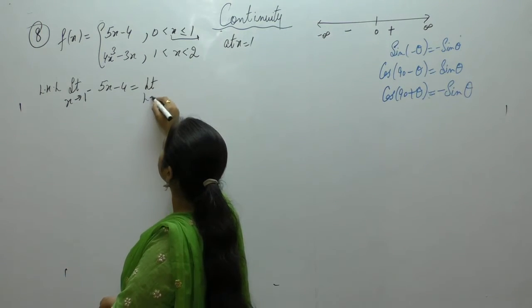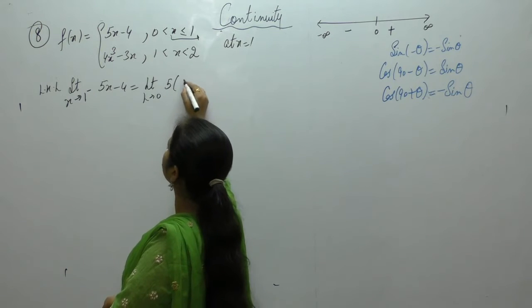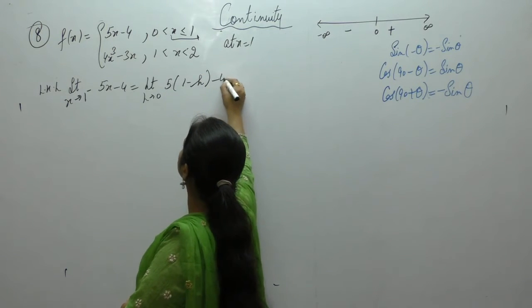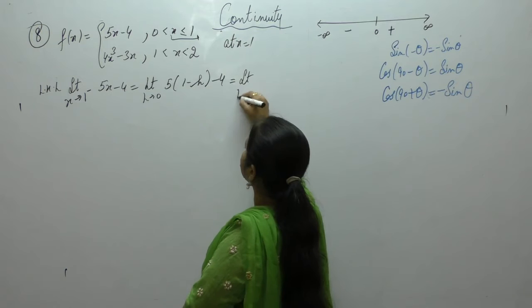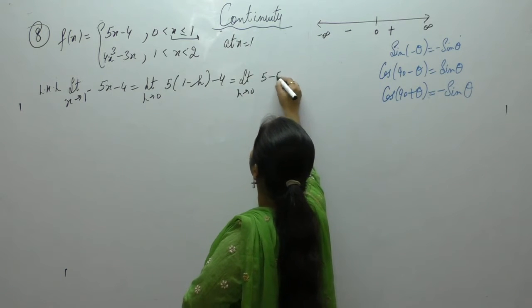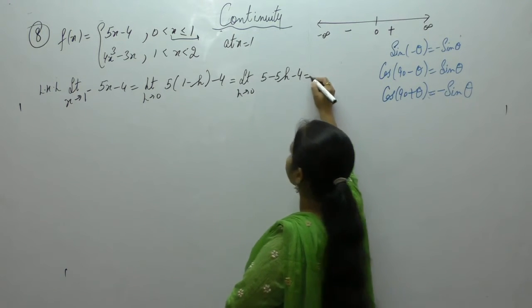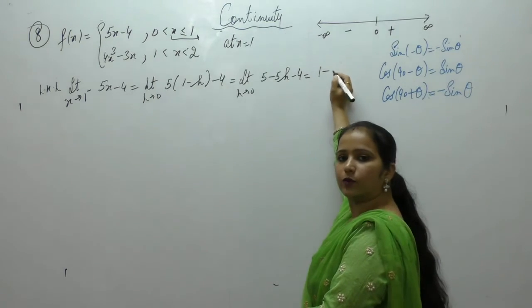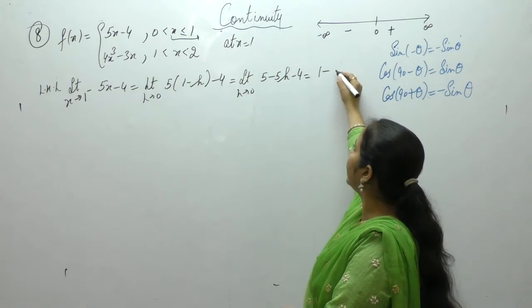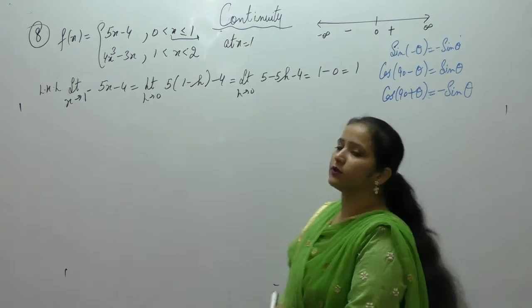Limit h tends to 0, instead of x, what we put? 1 minus h. So limit h tends to 0, 5 minus 5h minus 4. 5 minus 4 is 1. Put the limit h tends to 0, 5h goes to 0.